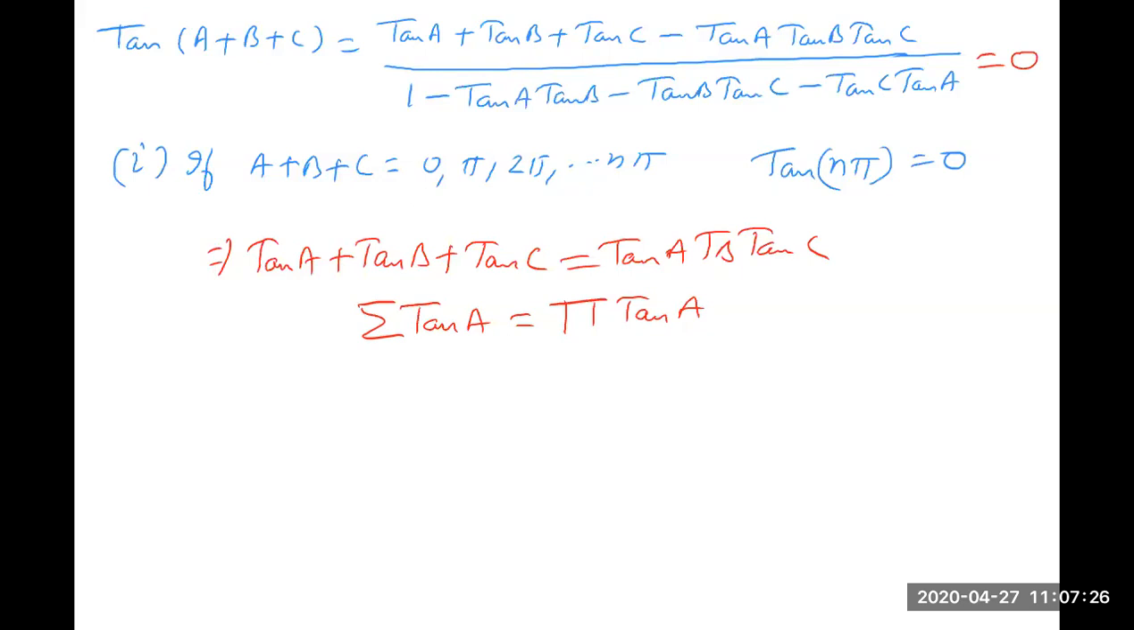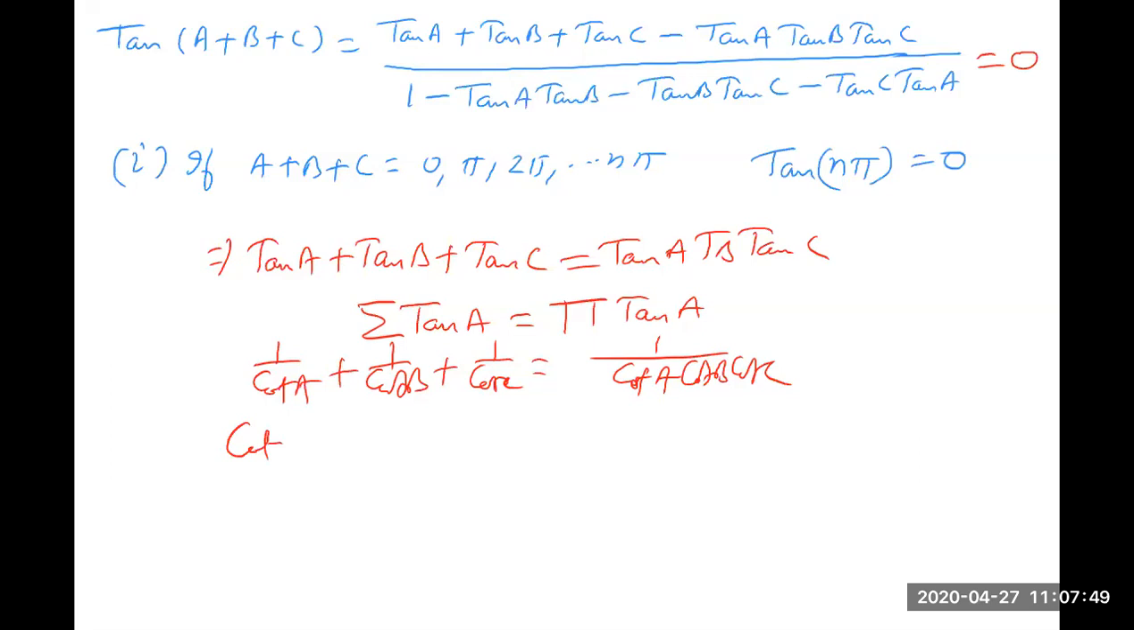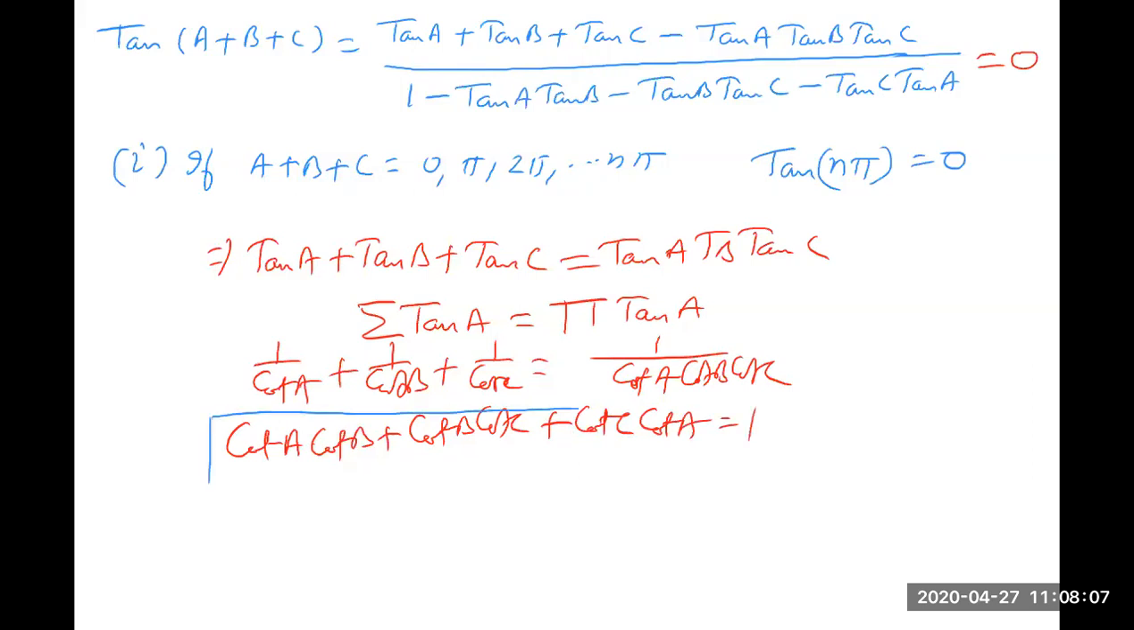Or you can convert this in cot. 1 upon cot A plus 1 upon cot B plus 1 upon cot C is equal to 1 upon cot A cot B cot C. Take LCM, you will get cot B cot C plus cot A cot C plus cot A cot B. So I'm writing directly cot A cot B plus cot B cot C plus cot C cot A is equal to 1. This is another result. So these two results you must remember.